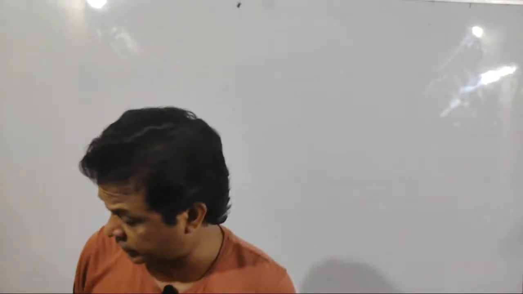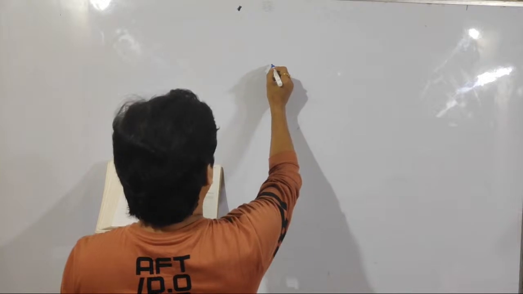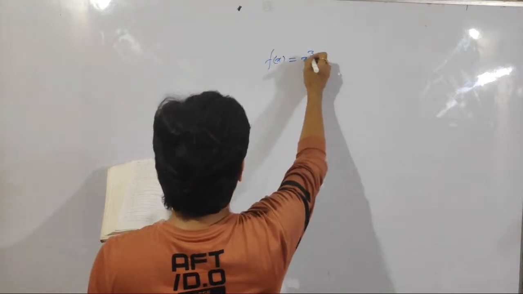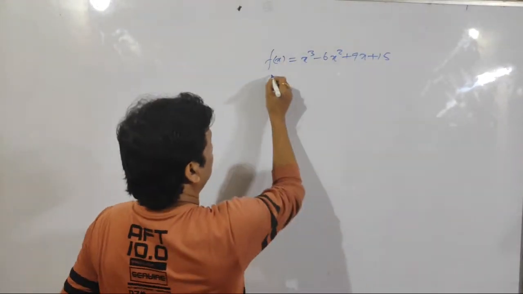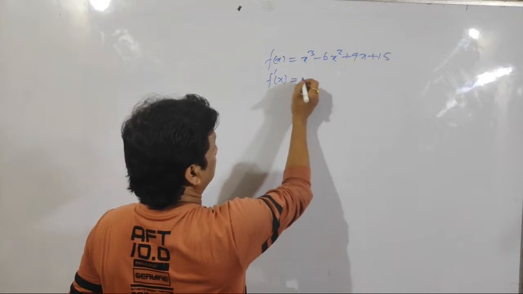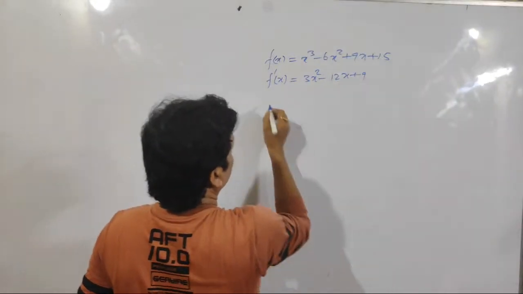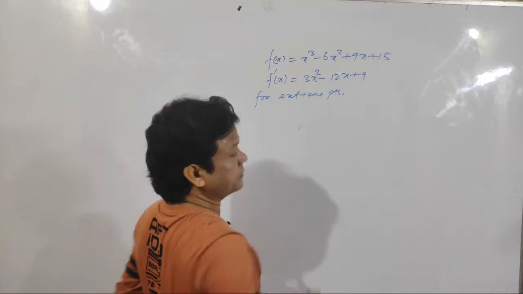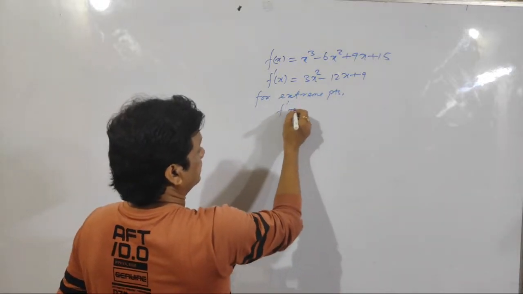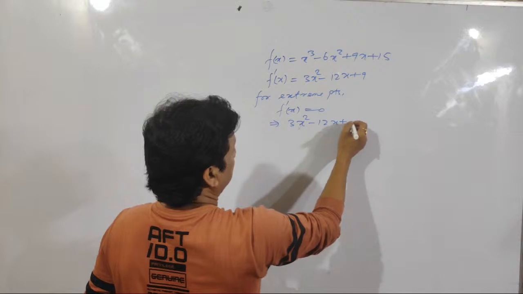Okay, so let us solve the same question by the second derivative method. f of x equals x cube minus 6x square plus 9x plus 15. Our rule is to find the first derivative: 3x square minus 12x plus 9. For extreme points, meaning maxima and minima, f dash x must be equal to 0. So it implies 3x square minus 12x plus 9 equals 0.